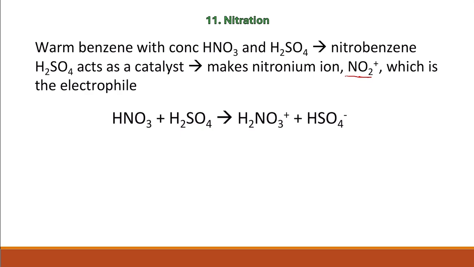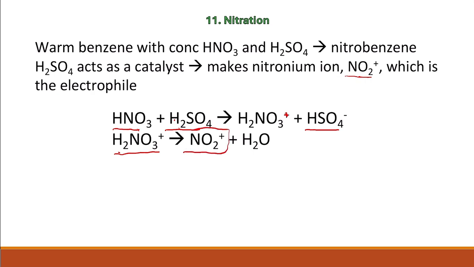So how is the nitronium ion generated? You have nitric acid reacting with sulfuric acid that will give you H2NO3+. So a proton has moved from the sulfuric acid to the nitric acid, and you get HSO4-, which is an ion from the sulfuric acid. Then this positively charged compound H2NO3+ will break down to give you the nitronium ion, which is NO2+, and water.